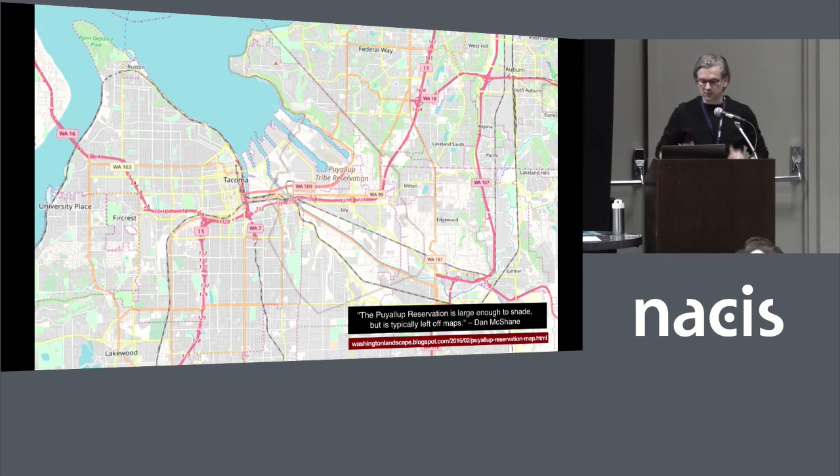And the Puyallup Reservation is large enough to shade in, but typically is left off maps. So you may find lots of maps of Washington State where they'll map every other reservation, but this one, they're like, it's a little too complicated, a little too mixed up in an urban area, and so they ignore it. So OpenStreetMap is showing that it actually exists, showing, all right, we've got to deal with this thing. It's real. It's there. It's meaningful. This is a treaty we have to uphold.